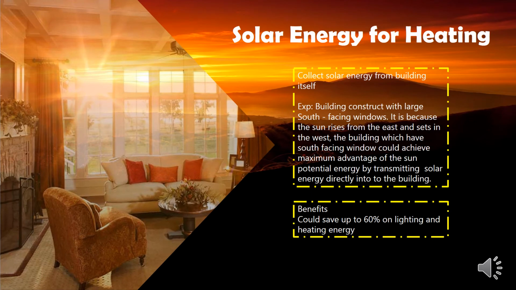Do you know we could heat up our buildings directly by using solar energy? For example, we could construct large south-facing windows. Why the south side? This is because the sun rises from the east and sets in the west. The building which has south-facing windows could achieve maximum advantage of the sun's potential energy by transmitting solar energy directly into the building. The benefit is we could save up to 60% on lighting and heating energy.